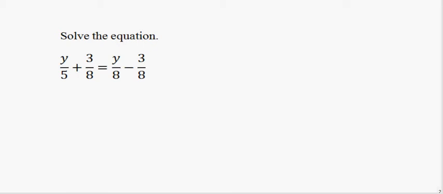It says solve the equation, and the equation has these four fractions in it. So let's get rid of those fractions. We can do that by multiplying both sides of the equation by the least common denominator. And the denominators are 5 and 8. And so the LCD would be 40.